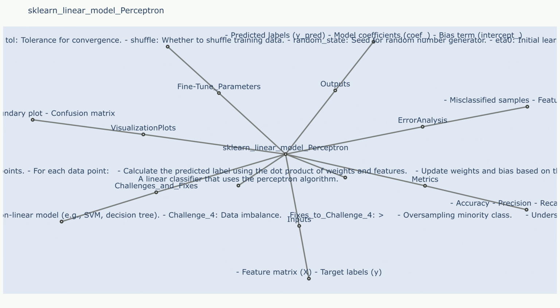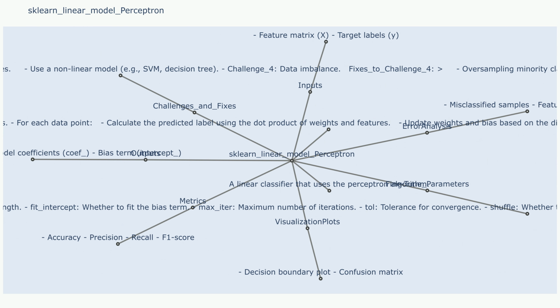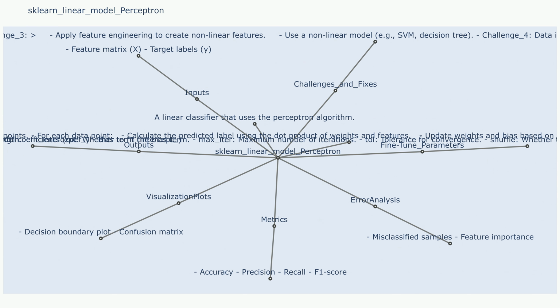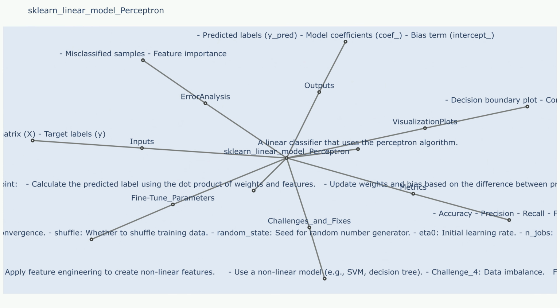Metrics. Accuracy: the percentage of correctly classified samples. It is calculated as the number of correctly classified samples divided by the total number of samples. Precision: the percentage of correctly classified positive samples. It is calculated as the number of true positive samples divided by the sum of true positive and false positive samples. Recall: the percentage of positive samples that are correctly classified. It is calculated as the number of true positive samples divided by the sum of true positive and false negative samples. F1 score: the harmonic mean of precision and recall. It is calculated as 2 * precision * recall / (precision + recall).